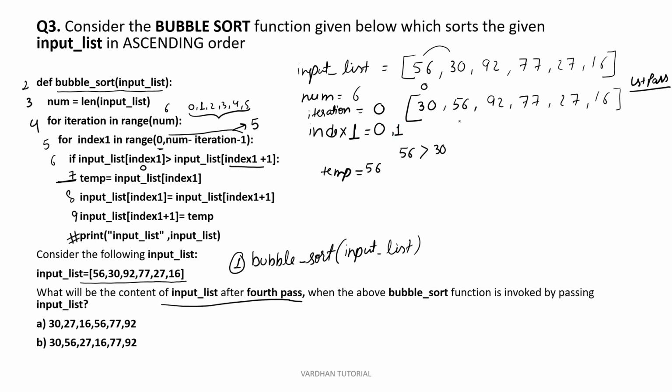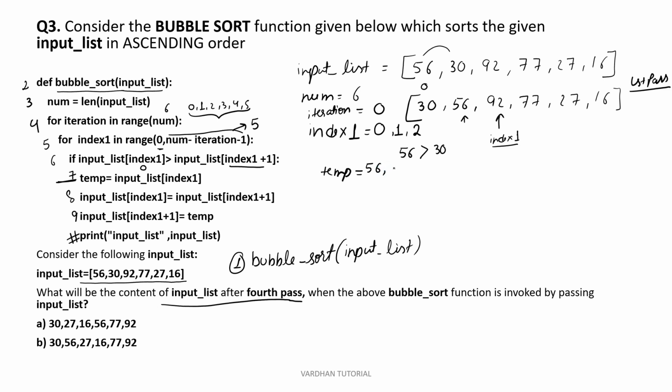Now the index is pointing at 56. Again, is 56 greater than 92? No. So the body of if will not be executed. Again the index value will be 2. Now index 1 will be pointing here. So again we are checking on line number 6: if input list index 1, 92, is greater than 77, yes, the body of if will be executed.